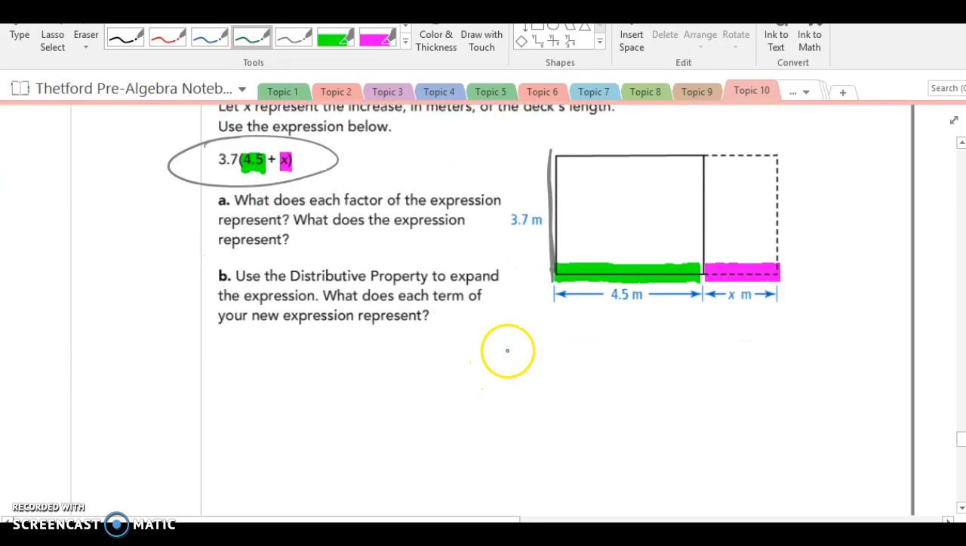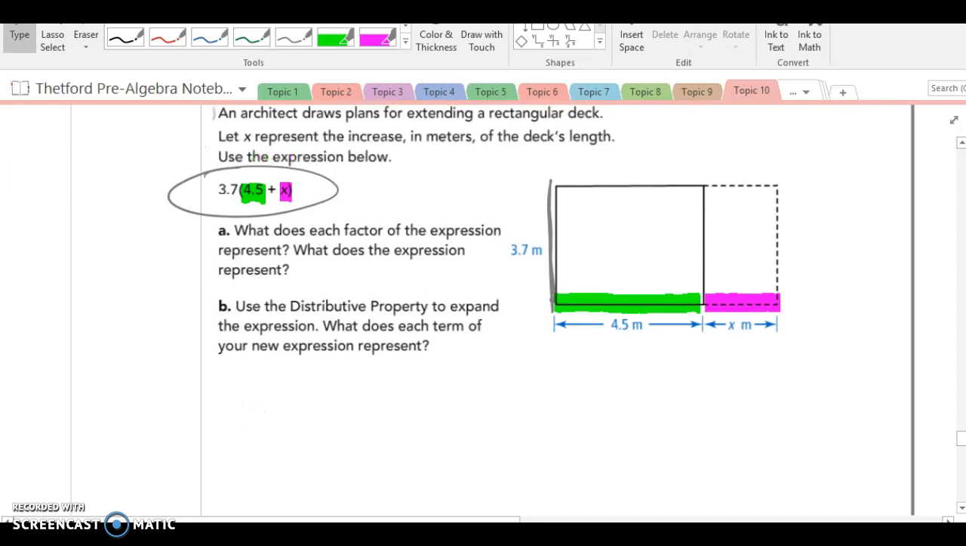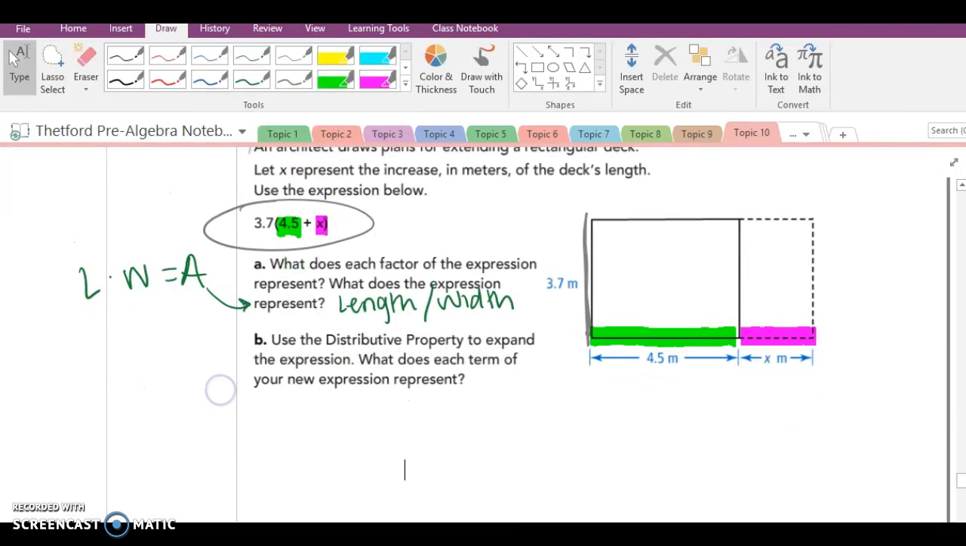All right, so what does each factor represent in the expression, and what does the expression represent? So each factor, a factor is what we're multiplying by. So we have two factors. We have 3.7 and we have what's inside our parentheses. And this is representing our length and our width. And we know that when we multiply length times width, this is our area. And so that's what the expression is representing, is the area. I want you to go ahead and try part B by distributing through the parentheses. And then after that, you can start homework.